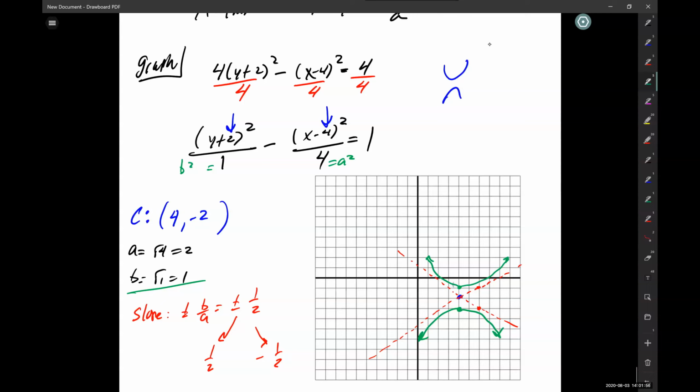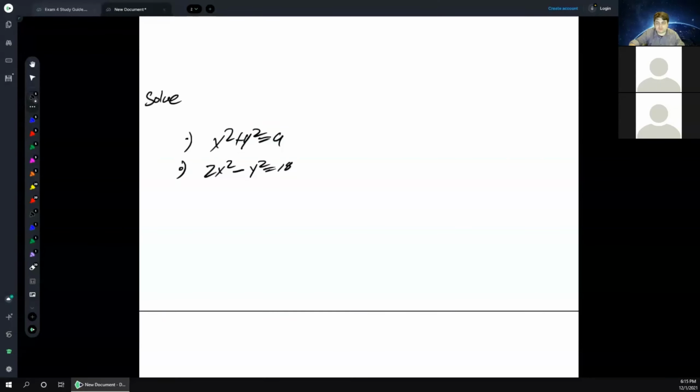And yeah, this is more or less the full problem here. We had to do a little bit of manipulation in the beginning to get that right-hand side to equal 1. But once we have that all set up, it's really just remembering how these hyperbolas work. Any questions on that? Alrighty.